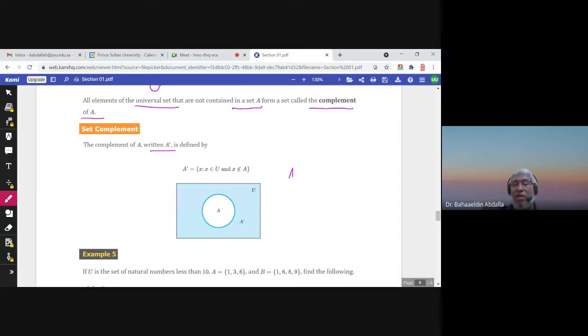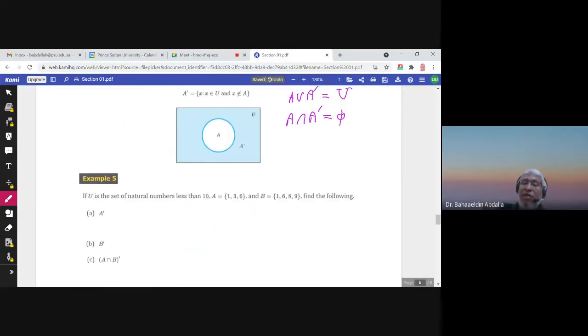So you can notice that A union A complement would give you U, the universal set, and A intersection A complement is in fact phi. There is no intersection between A and A complement. So you can say that A and A complement are disjoint.